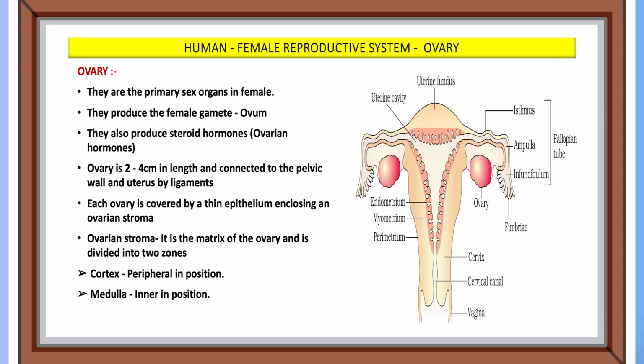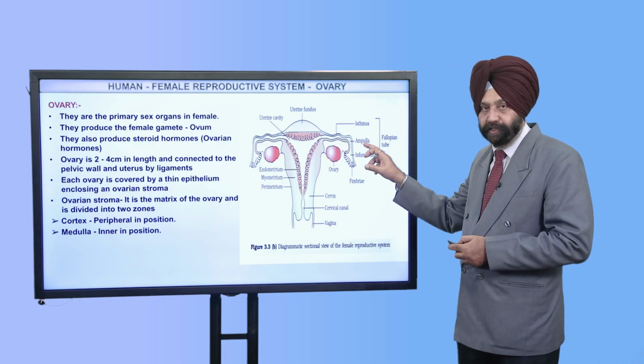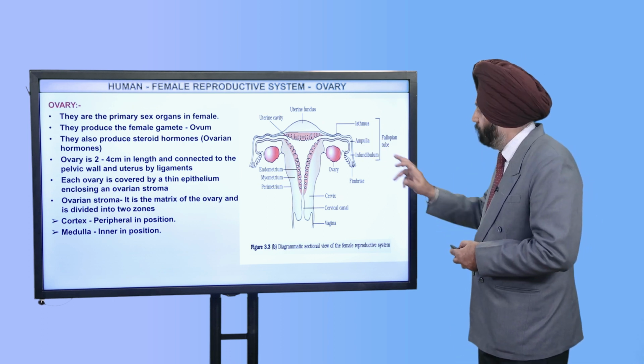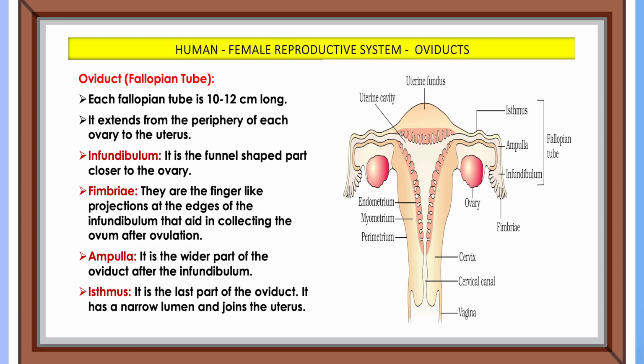Now a pair of oviducts. Let us see the oviducts, the fallopian tube. Each oviduct is nearly 10 to 12 centimeters long. It extends from the periphery of the ovary and joins to the uterus. Its parts are the initial infundibulum. It is funnel shaped and it is close to the ovary.